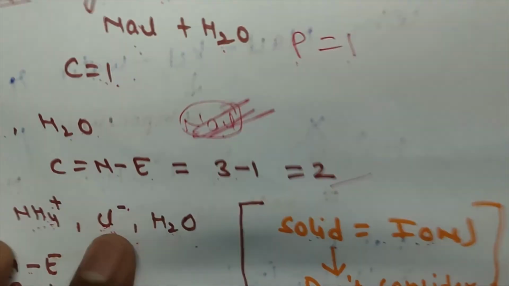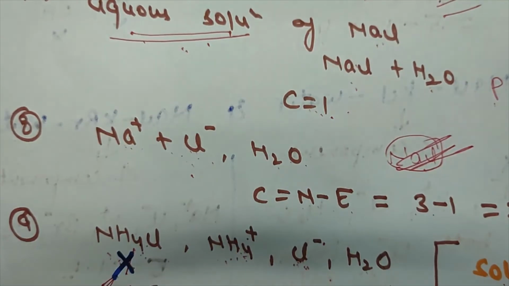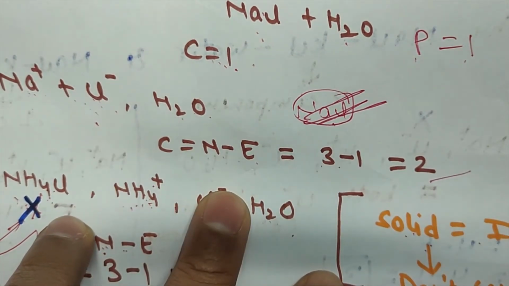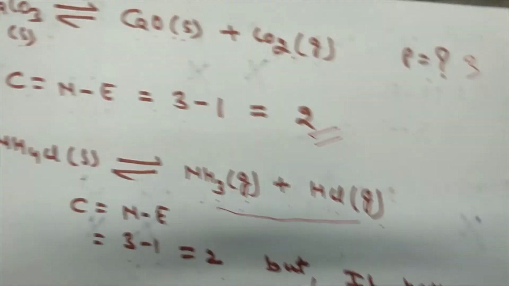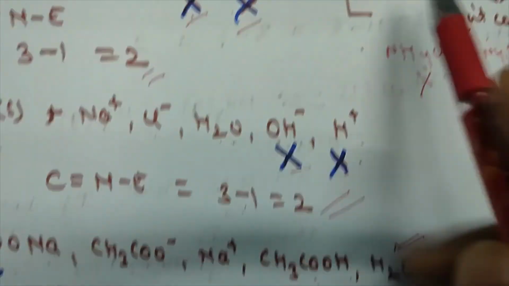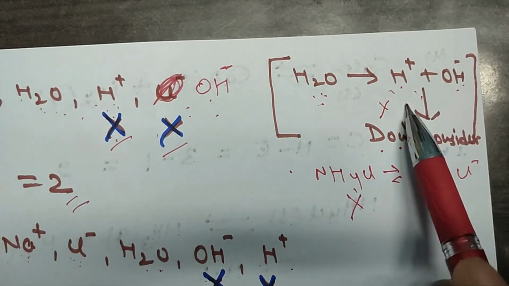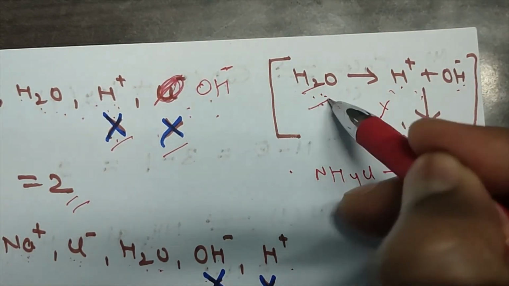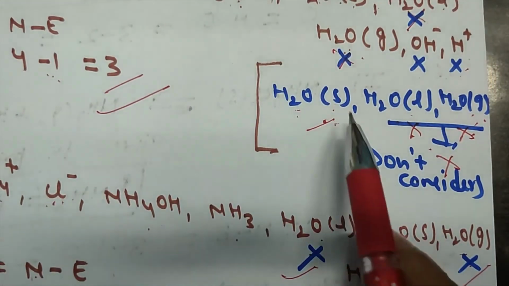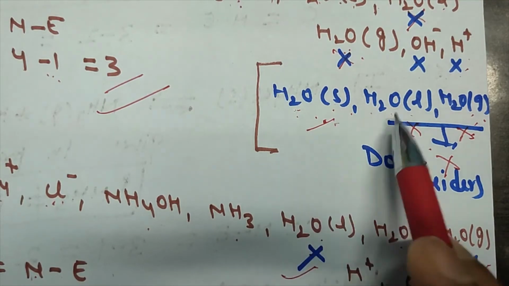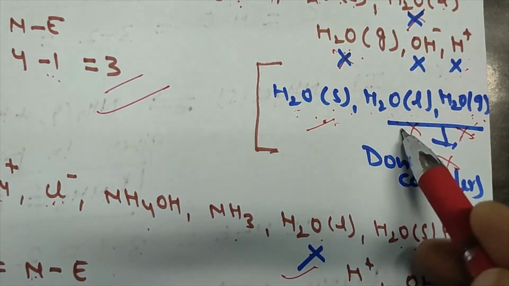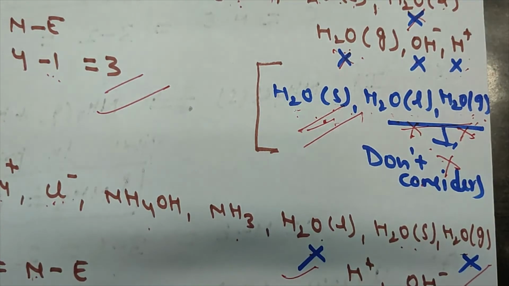If a solid and its ions are given in your equation, don't consider the solid, consider only the ions. If a salt is given to you, and if water and its ions are given, then don't consider the ions, only consider water. And if water in all 3 forms, H2O solid, liquid and gas, is given to you, then don't consider these 2, only consider solids. Okay, so easily you can determine the component and phase of the system.